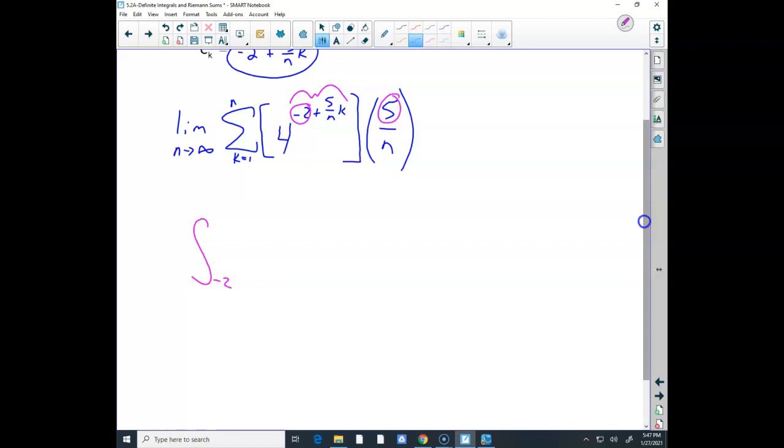Negative 2 plus 5 gives me 3, so I can get that. Okay, I'm going to erase that 5. Negative 2 to 3. My function, if this is my c sub k, my function is 4 to the x dx, right?